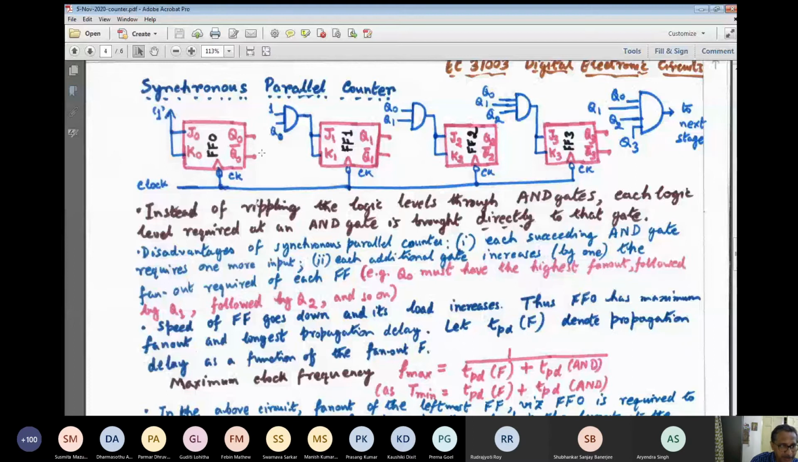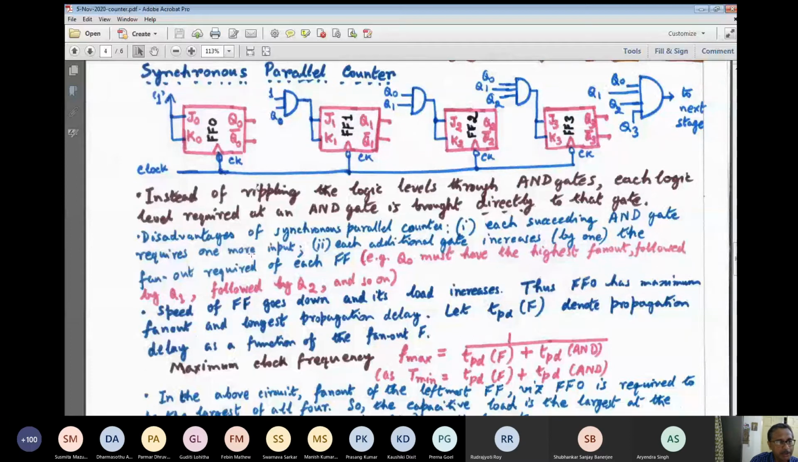So, second point, you note each additional gate increases by 1 the fan out requirement of each flip-flop. That means Q0 must be able to drive this AND gate, this AND gate, this, also 4 AND gates. It must have the highest fan out, followed by Q1, followed by Q2. So the delay of the leftmost flip-flop will be maximum because it has the highest fan out. The speed of the flip-flop will go down and its load will increase. So FF0 will have the maximum fan out and the longest propagation delay of all the 4 flip-flops.